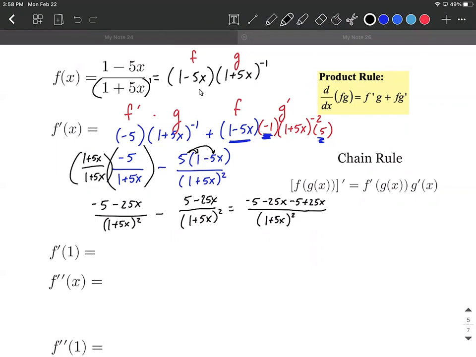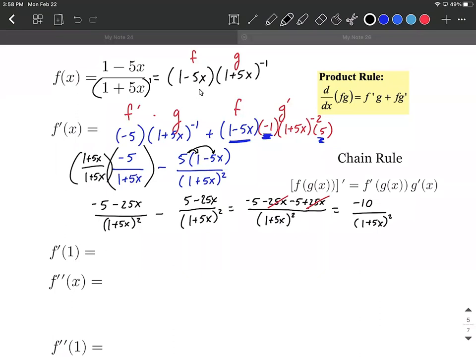Now let's combine our like terms in our numerator. So we have negative 5 minus 5 more makes negative 10, but we also have negative 25x's plus 25x's, which cancel each other out, over (1 plus 5x) quantity squared. And there's our first derivative.